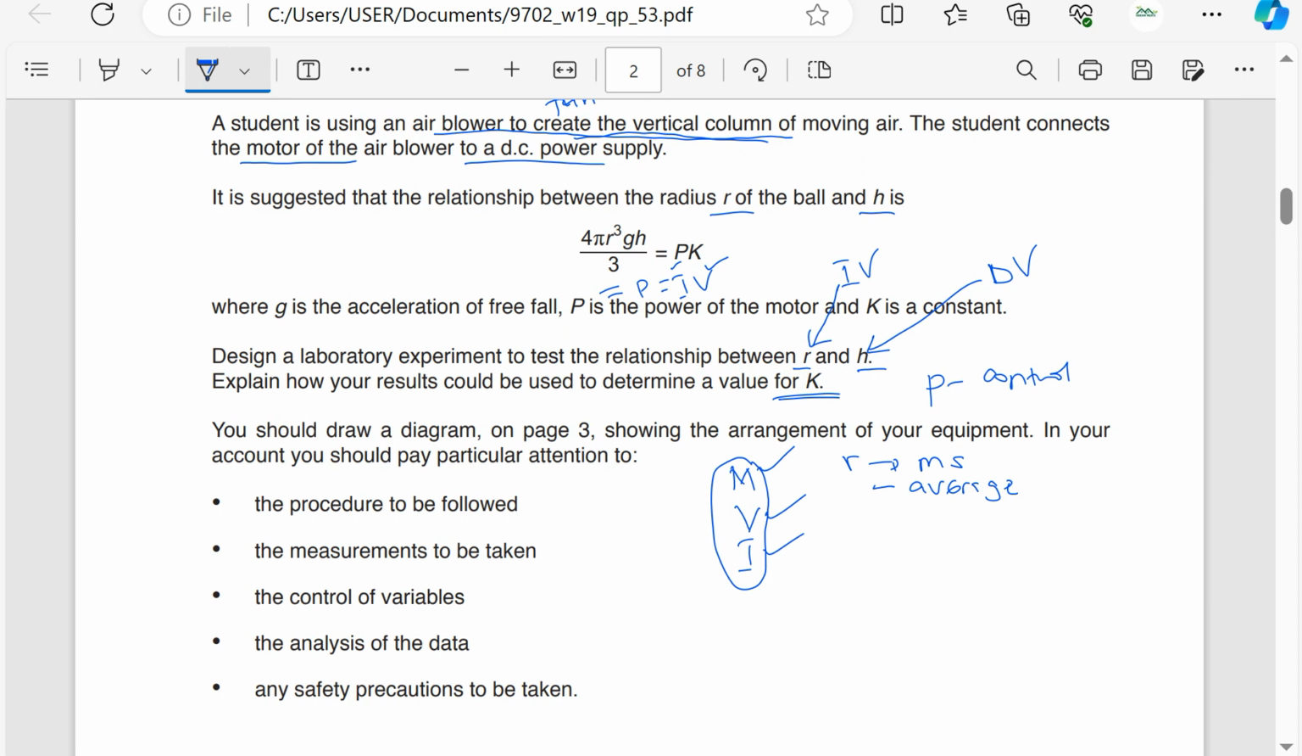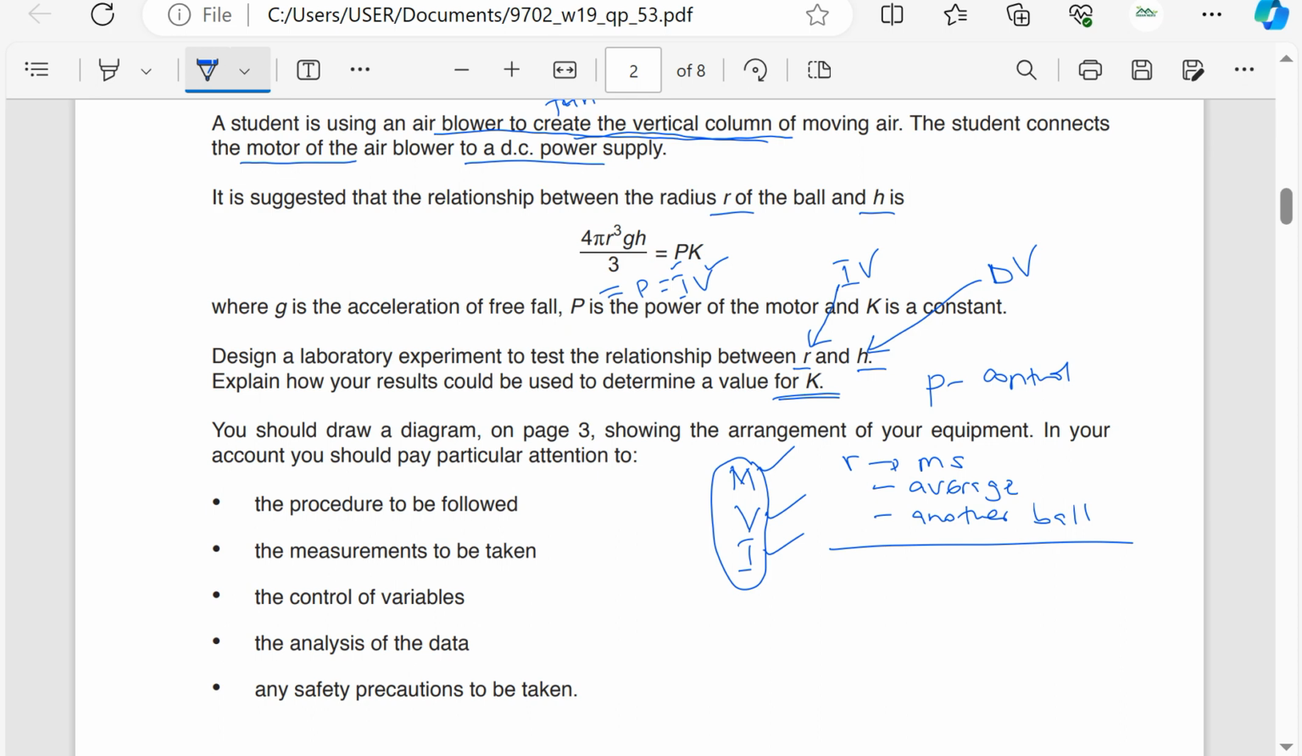And how will you vary? How will you vary the diameter? You'll pick another ball of a different diameter. So you are varying the diameter. Then of course, when the diameter varies, we expect that the dependent variable also changes.